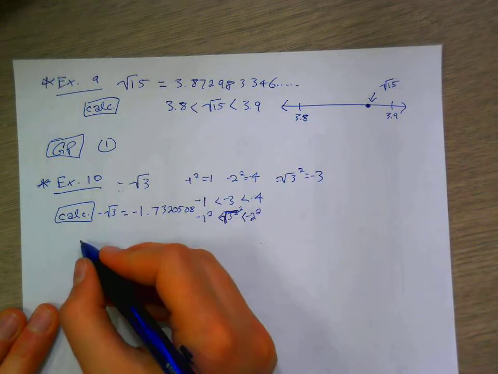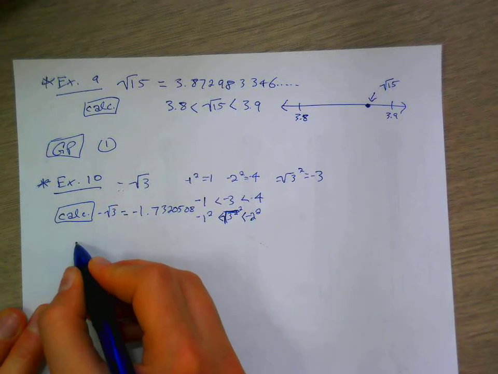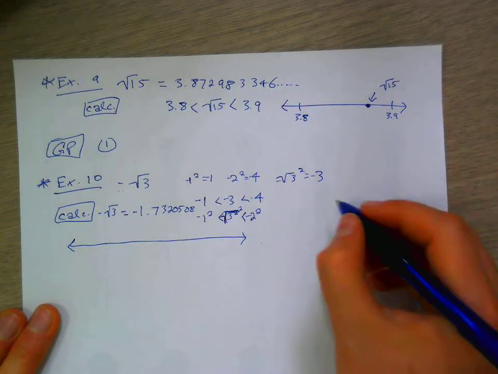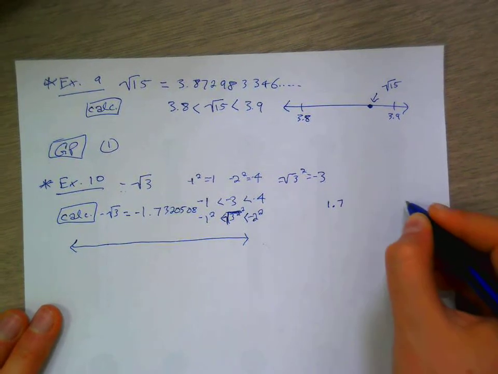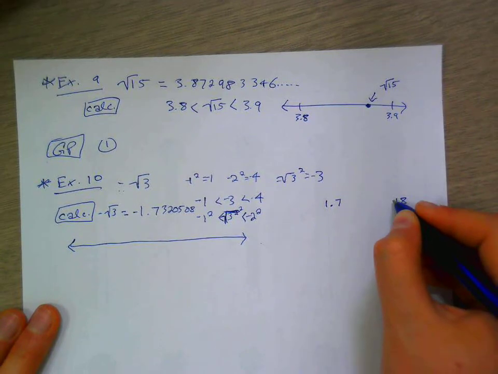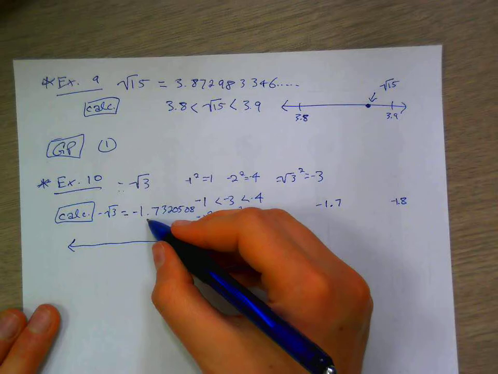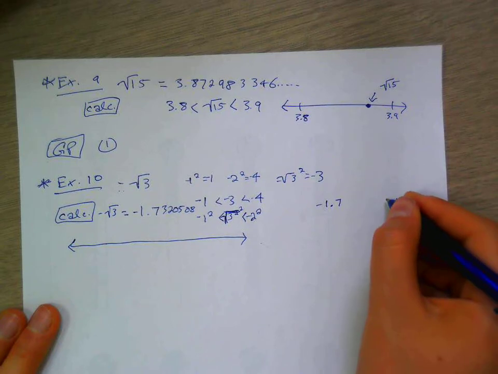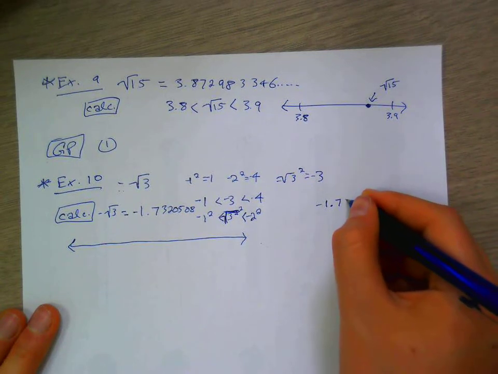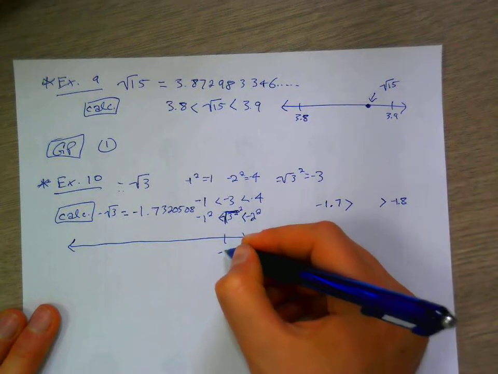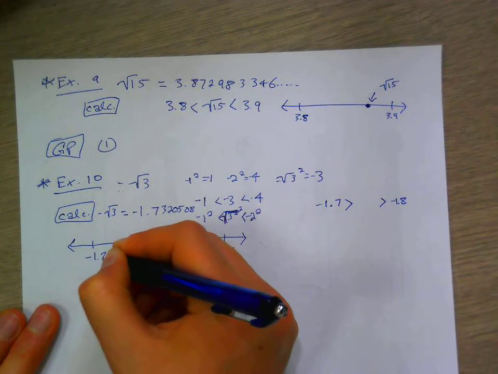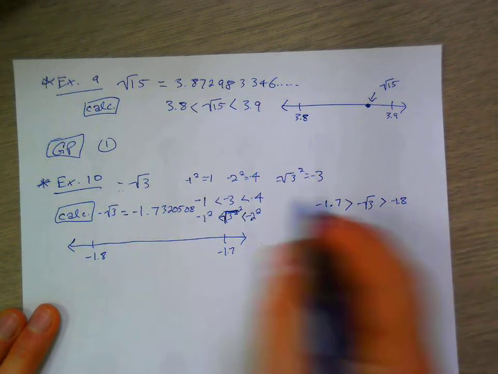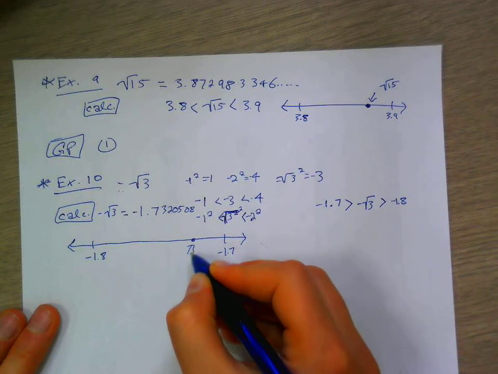Okay, we have this. Now let's graph that on the number line. 1.73. So we know 1.7, 1.8, it's between those, negative 1.7, negative 1.8. Remember these are negative numbers, so it will be greater than negative 1.8 and less than negative 1.7, because negative 1.7 is over here, negative 1.8 is over here. It's going to be somewhere in between, a little bit closer to this. So we could say here is the negative square root of 3.